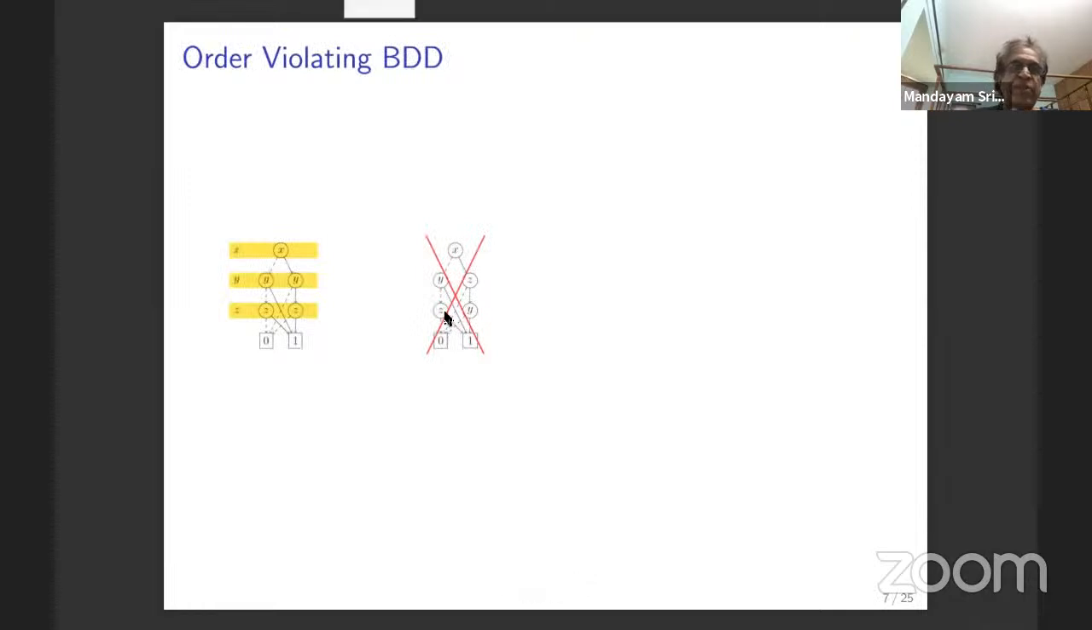For example, the one on the right side is an order-violating diagram. Assuming that the ordering I intend to use is x less than y less than z, this one is not ordered, because on the left side the order is preserved, but the path on the right extreme does not preserve the order.